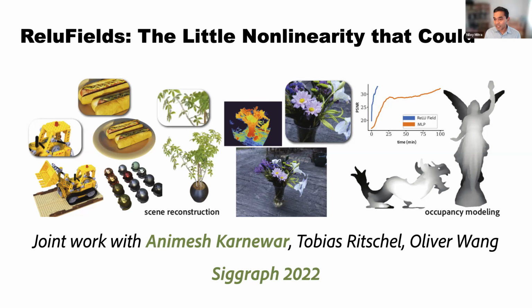And on the right here is the occupancy field result that I didn't talk about, but it can also be directly applied, but then you directly optimize for the geometry rather than the color. That's pretty obvious how to do.